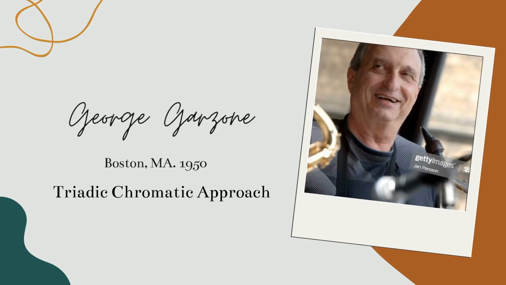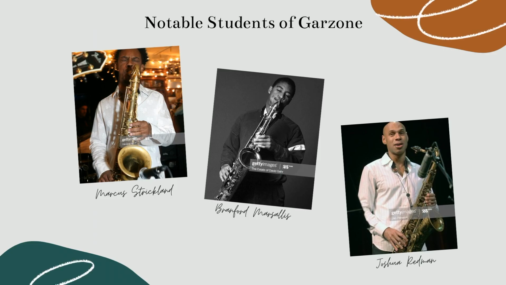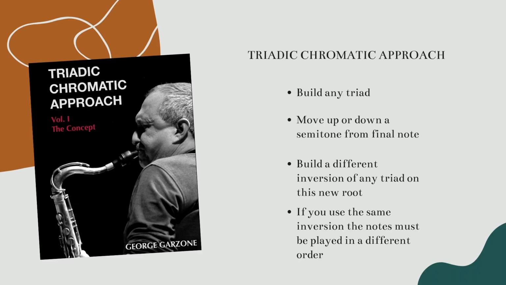So this lick I've built was constructed using the random triadic approach, the chromatic approach by George Garzone. George Garzone is a very highly regarded tenor saxophone player, born in Boston in 1950, and he's still very much an active player and teacher today. I've talked about his improvisation concept in a bit more detail than I will today up here. Just to give you the general idea, the way that we construct these lines is that we use a triad, major, minor, augmented, diminished. The final note of our triad, we either move up or down a semitone. We then build a different triad. That's the general idea. I'll give you some more specific rules as we get to them when I'm breaking down the lick.